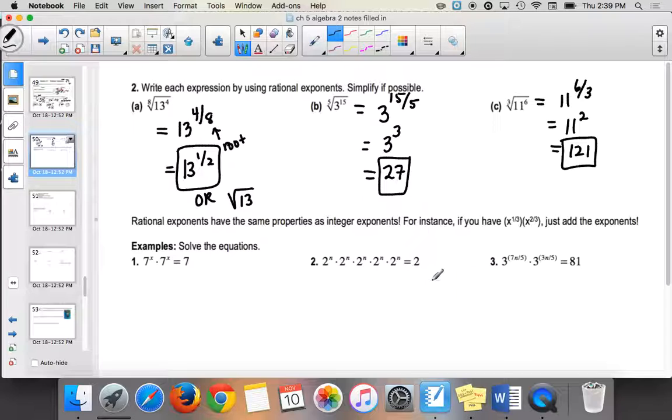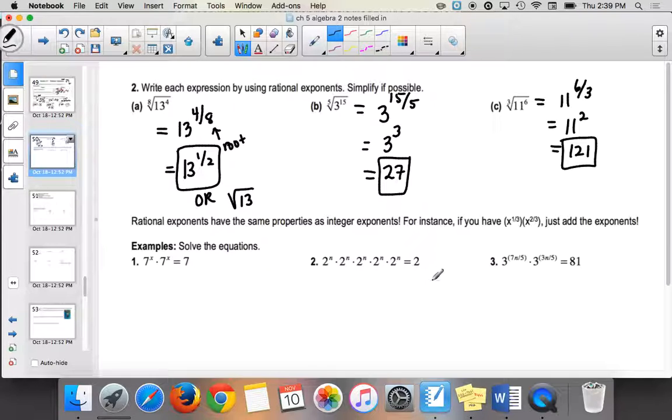So if I have 7 to the x times 7 to the x equals 7. Yeah, what do you think? Is it 1/2? It is 1/2, yeah. So let's talk about how we can get that. Some of you guys can get it in your head, obviously. Caleb just did it. But some of you are going to be like, whoa, I have no idea what's going on.